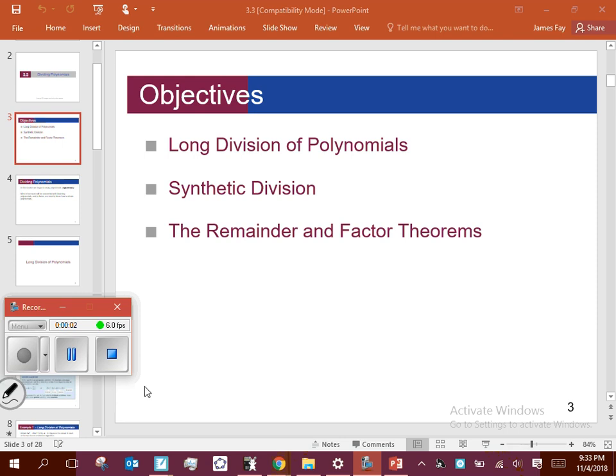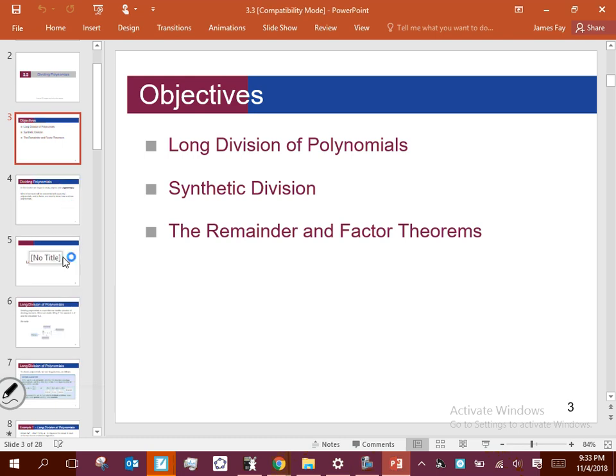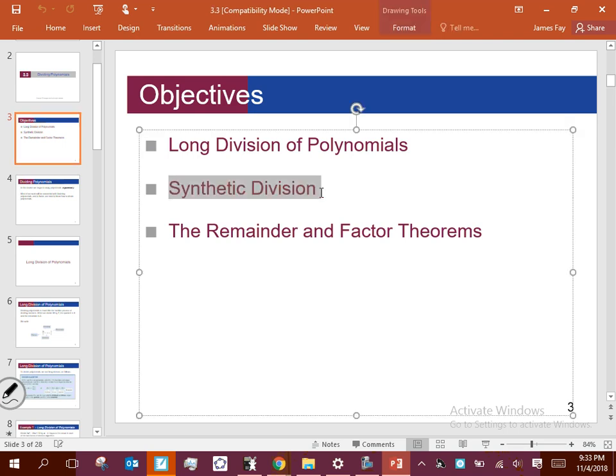Okay, folks, this is section 3.3. It starts talking about dividing polynomials. Some of the stuff should be reviewed for you. Try to get this done in a brief amount of time so you can start working on your assignment. We're going to do long division of polynomials. We'll then see how we can use synthetic division to kind of shorten that process. And then towards the end, introduce the remainder and factor theorems.